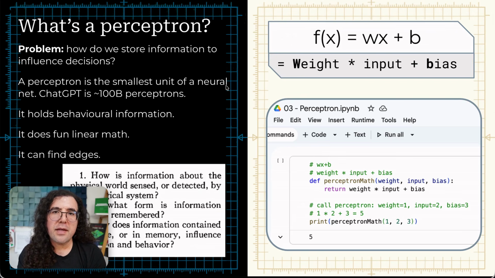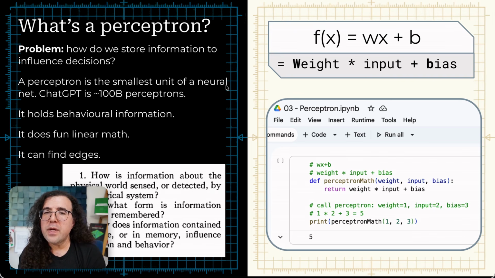So a perceptron is the smallest unit of a neural network. ChatGPT is really just 100 billion perceptrons. That is a very inaccurate summary, but it's also 51% kind of correct. So I think it's interesting to note this is the basic unit of work.